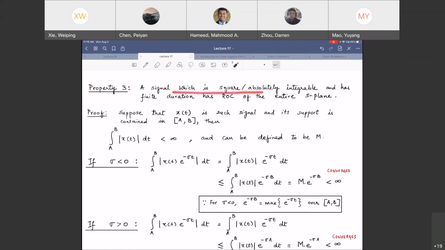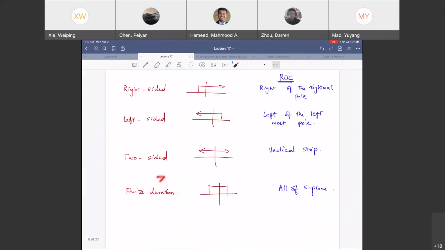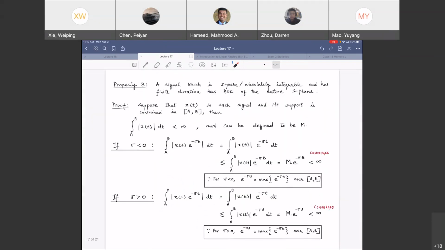A signal which is square or absolutely integrable with a finite duration has ROC of the entire S plane. Like we said, if the signal is finite duration, then the ROC will have the entire plane. That's your property. That's your proof. And we are looking at sigma less than 0, looking at sigma greater than 0. Both will tend to converge. So the proof is there.